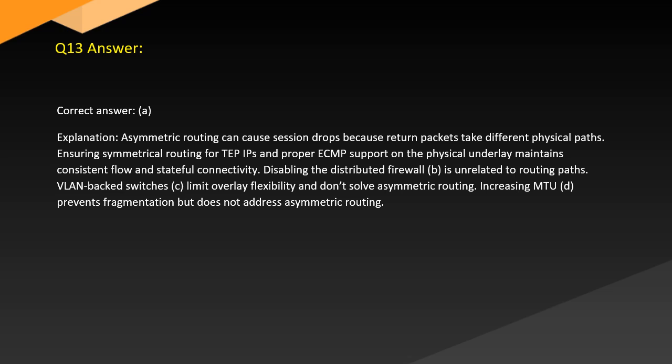Disabling the distributed firewall, B, is unrelated to routing paths. VLAN-backed switches, C, limit overlay flexibility and don't solve asymmetric routing. Increasing MTU, D, prevents fragmentation but does not address asymmetric routing.